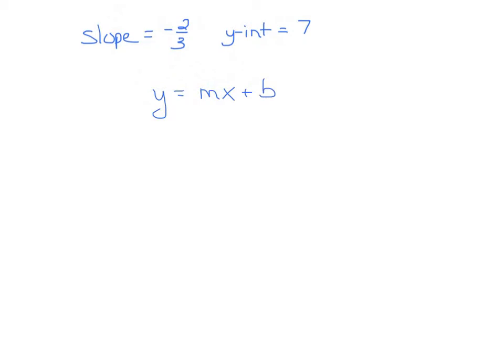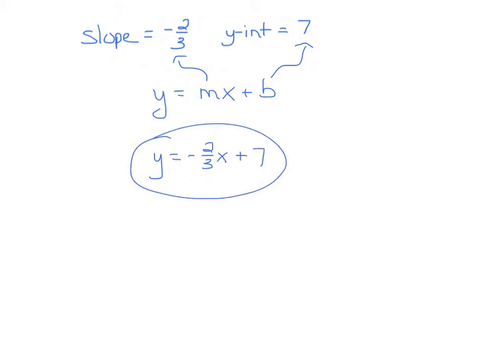you can just use the equation y equals mx plus b, where m is the slope and b is the y-intercept. So we know our slope is negative 2/3, and we know our y-intercept is 7. So our equation of the line would be y equals negative 2/3 x plus 7. And we're done. Nothing more you need to do.